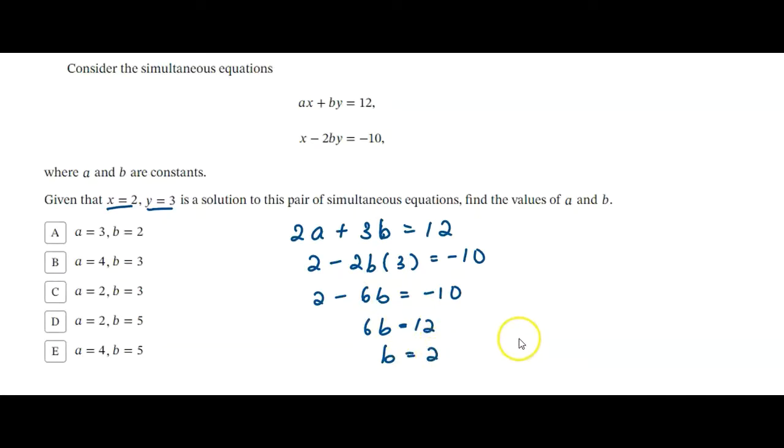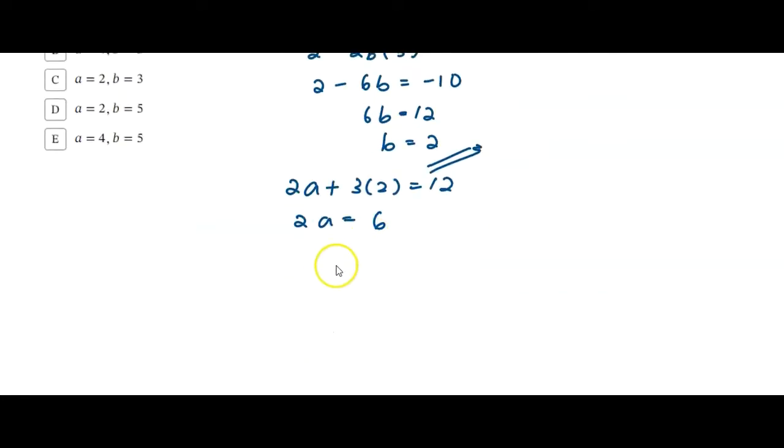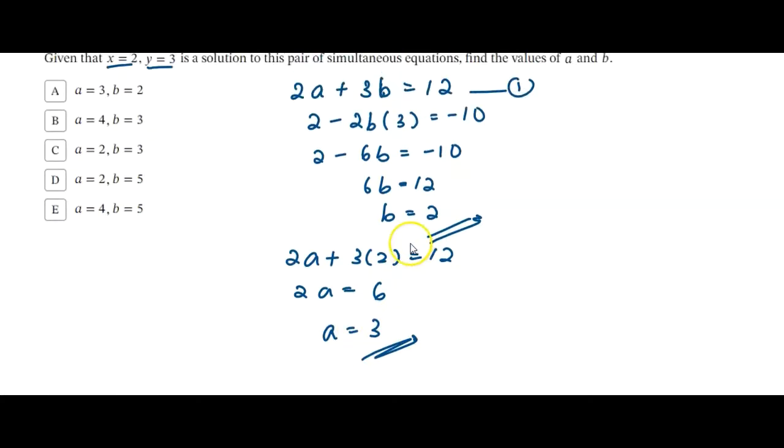Now you have obtained the value of b. You can substitute it into equation 1. Substitute b equals 2 into equation 1 and you can find a. 2a plus 3b equals 12, so 2a equals 12 minus 6, that is 6, and a equals 3. This is an objective question, so we can choose our answer, a equals 3, b equals 2. The answer will be A.